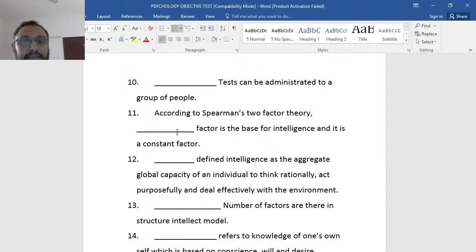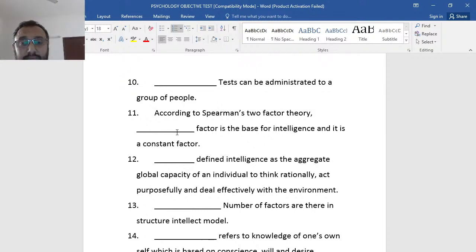It means each and every individual will have two factors. One is G, one is S. G is going to be stable and permanent, whereas the S factor is different. It is changing according to the needs and requirements. It means whatever activity you are doing, according to that activity, there will be a supportive factor, a specific factor. The S factor is the specific factor. It is a supportive element here.